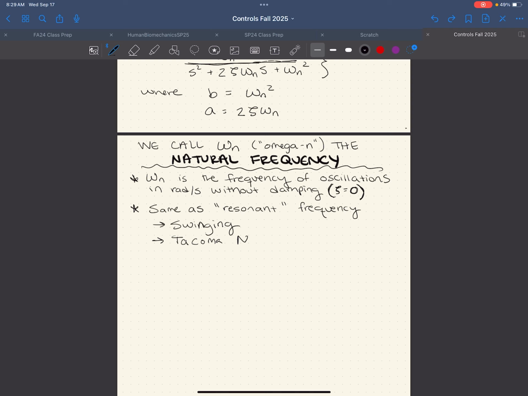Need to get a new pen tip on my stylus here. It's failing a lot. Narrows Bridge.